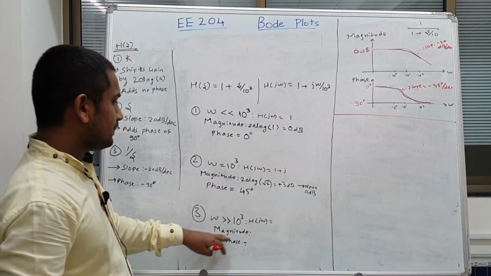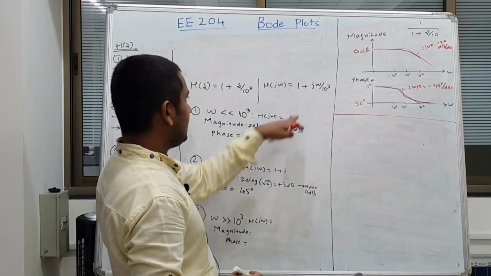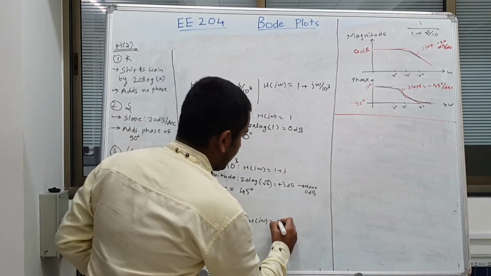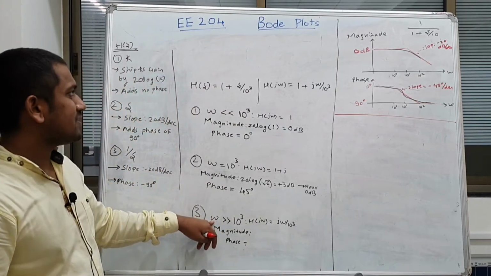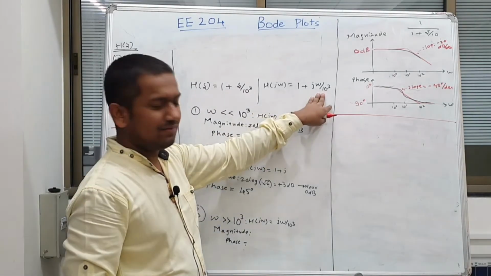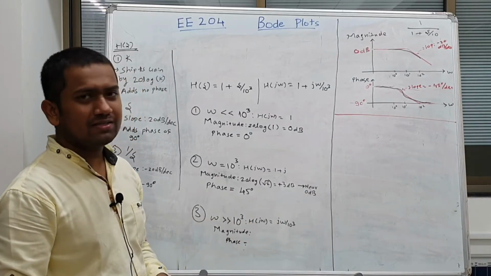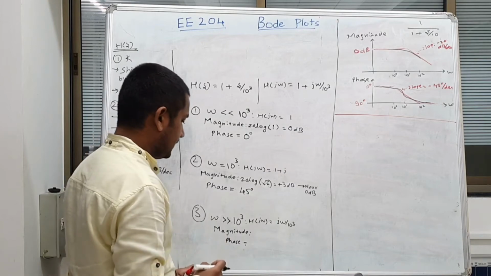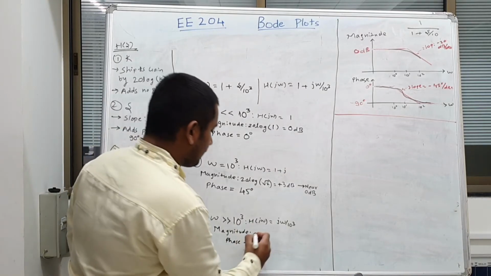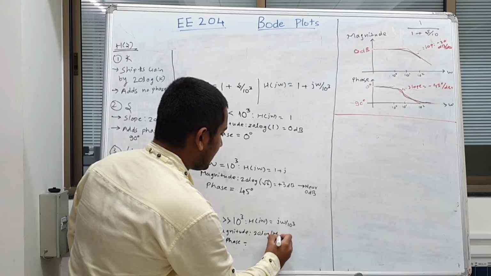In this case, H of j omega will be j omega divided by 10 to the power 3, because at higher frequencies the second term is dominating. The magnitude of it will be 20 log of omega by 10 to the power 3.